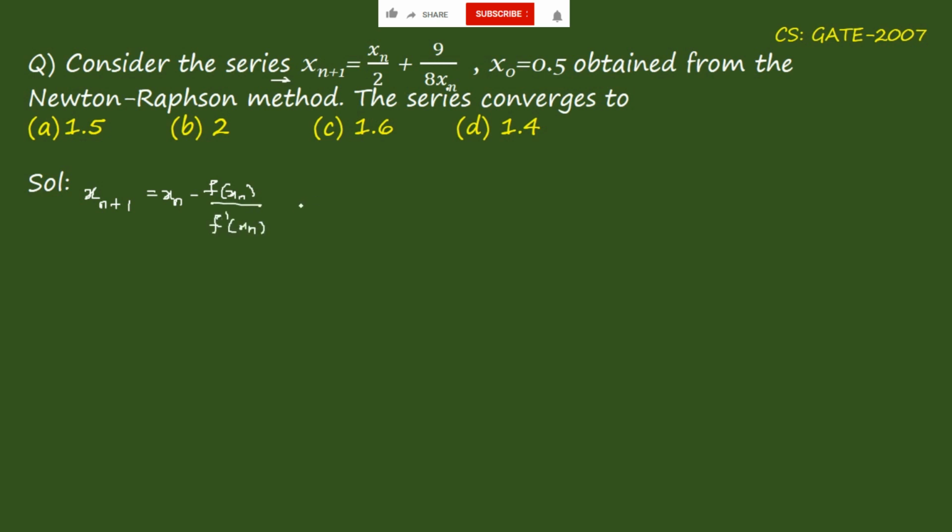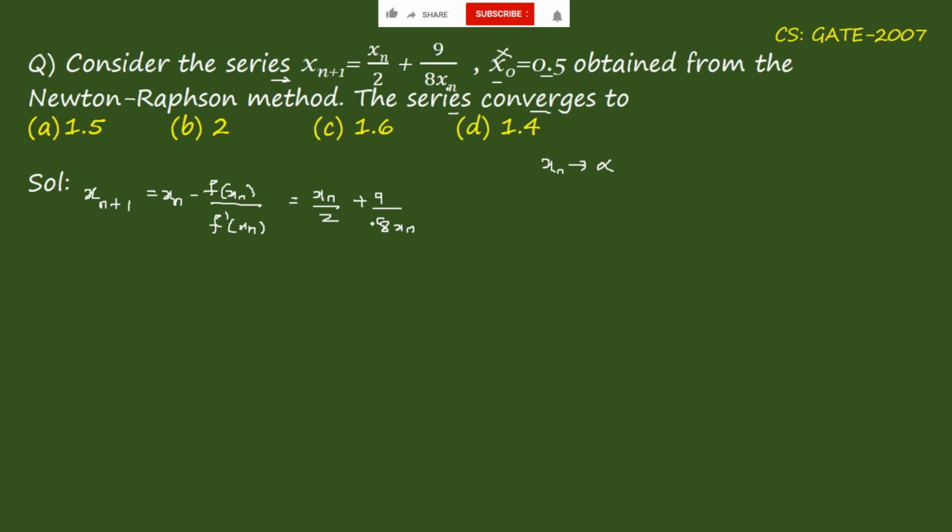Now this one is given as nothing but equal to x of n by 2 plus 9 by 8 x of n, right? Now we have to find the value of x of n when it tends to infinity, right? It is given as series converges to, okay, and the initial condition is given as x naught is equal to 0.5, but there is no need of this particular value.